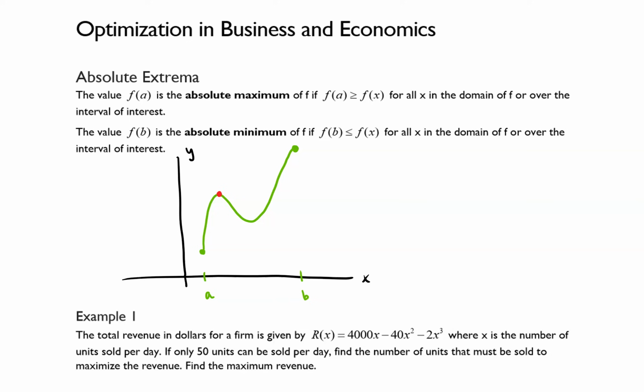So let's highlight some points. If we're looking from a to b, then this point here is a relative maximum. This point here is a relative minimum. But notice here, this is the tallest or highest point, so that is called the absolute maximum. And then this is the lowest point on our graph over this interval, so this is the absolute minimum.